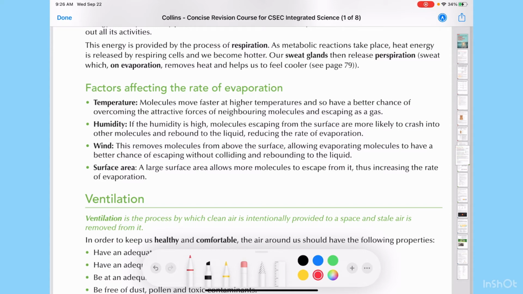Next is humidity. If the humidity is high, the molecules escaping from the surface are more likely to crash into other molecules and rebound into the liquid, which will reduce the rate of evaporation.